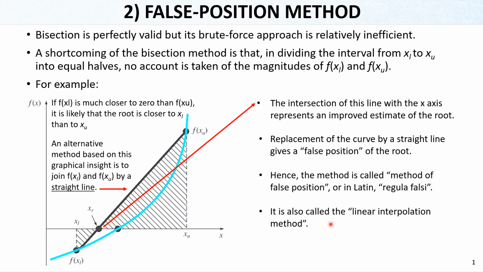That's why it's called the method of false position, or in Latin, regula falsi. It's also called the linear interpolation method because we have a linear interpolation between xl and xu to get xr. So this is a good way of predicting the root much quicker than the bisection method, because we also use the function values.